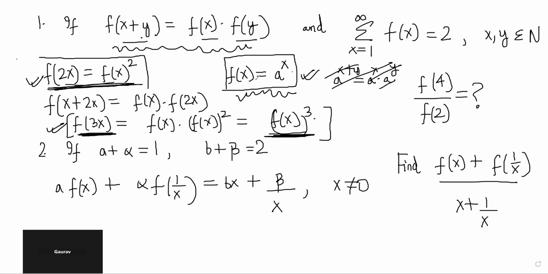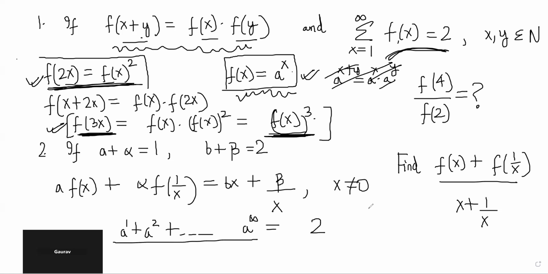If you think of it as a^x, then we can see whether it is working out or not. You are getting a^1 plus a^2 plus a^(some high number), infinity, is equal to 2. What is this? GP, infinite GP. So we can say a by (1 minus a) is 2 as the sum of this infinite GP, and from there we can find the value of a. Getting a is equal to 2 minus 2a, 3a is equal to 2, a is equal to 2 by 3.